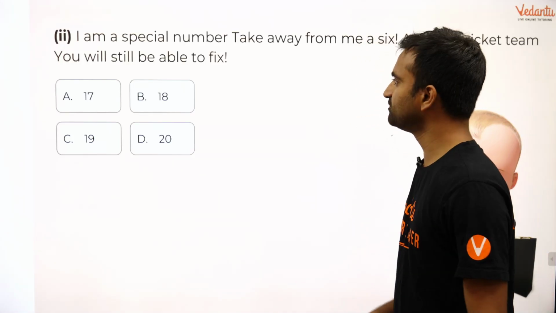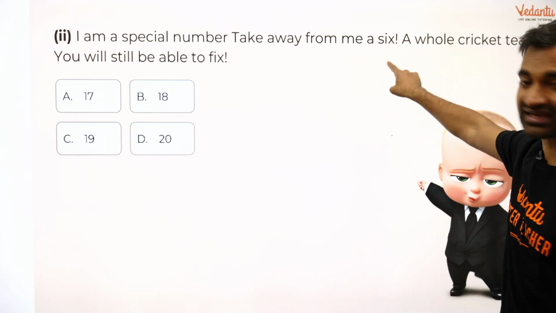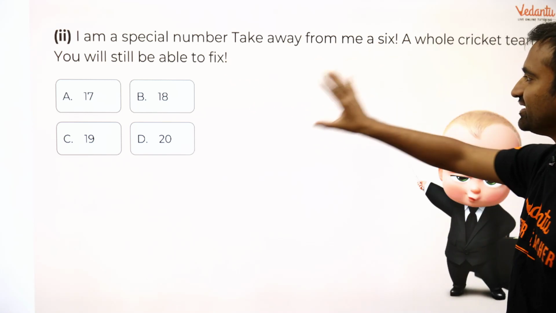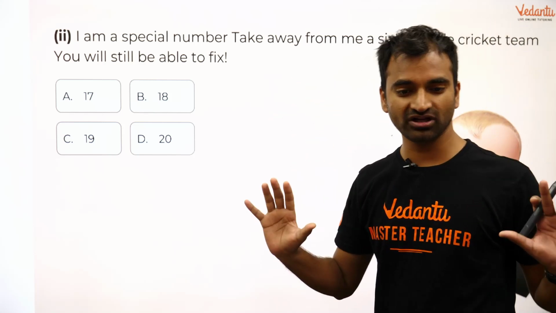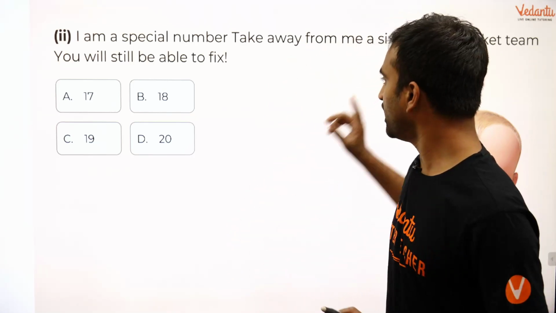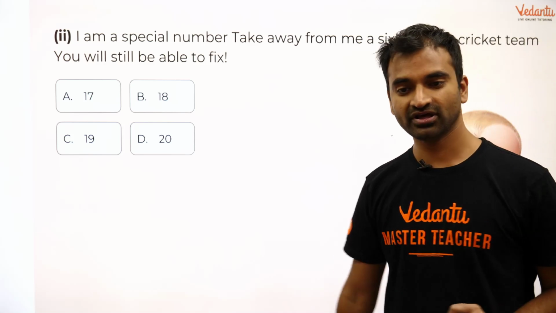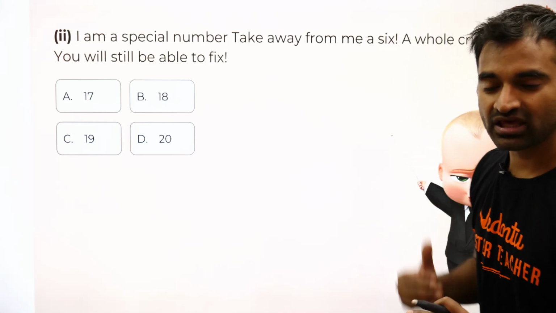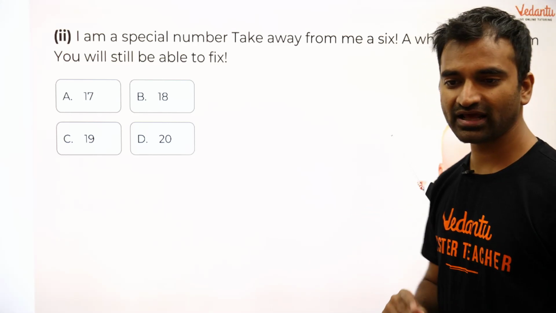The second puzzle. I am a special number. Take away from me a 6. A whole cricket team you will still be able to fix. I am a special number. If you take away from me a 6, a whole cricket team you will still be able to fix. You will be able to make a cricket team if you take away 6 from me. Alright everyone, that is the question.